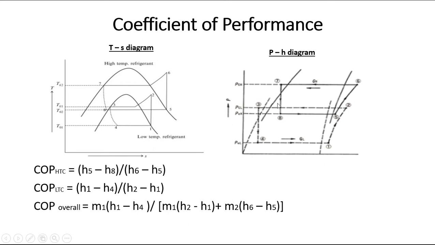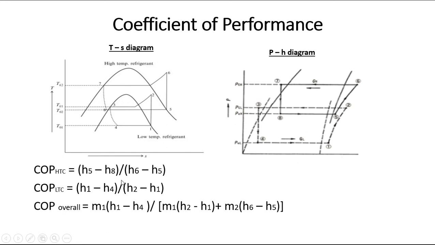So this is the pH diagram corresponding to this TS diagram. This is the first circuit, that is the lower temperature circuit, 1 2 3 4 is the cycle, and in the higher temperature circuit we have 5 6 7 8. Now if you see the coefficient of performance of the higher temperature side, it will be the refrigeration effect divided by the compressor work input, that is H5 minus H8 divided by H6 minus H5.